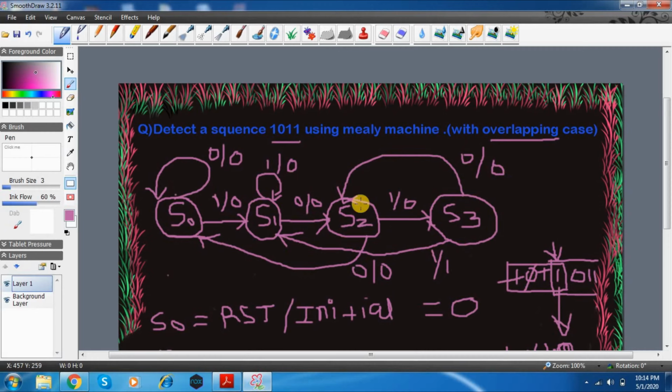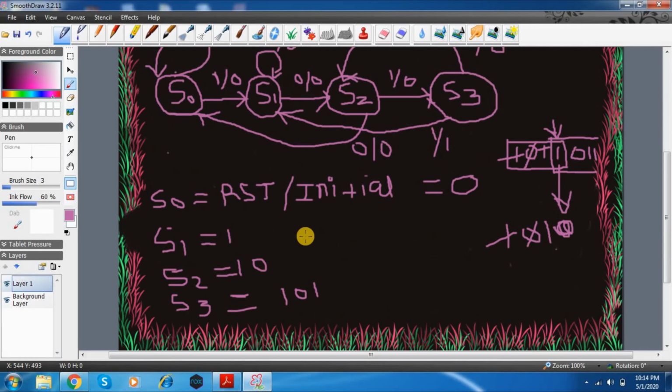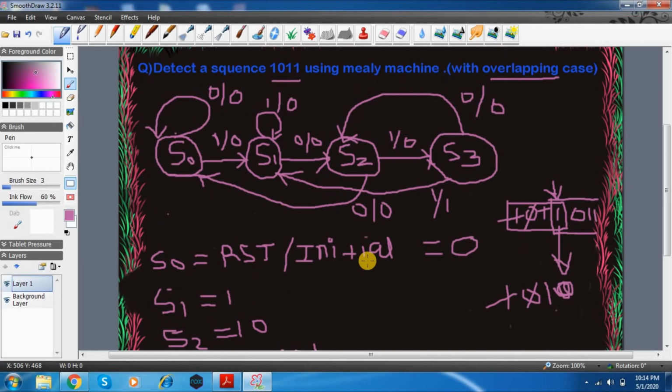So this way we can completely detect the sequence 101 with the overlapping case. You can take a screenshot of that. If you have any doubt, you can ask in the comment section. Definitely I will give you your solution.